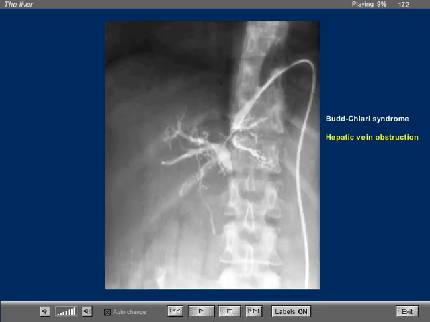Selective hepatic venography revealed the pathognomonic signs of veno-occlusive disease of the hepatic veins, that is the Budd-Chiari syndrome. Note obstruction of hepatic veins and a very rich intrahepatic network of veins. This same finding was seen in both lobes of the liver.